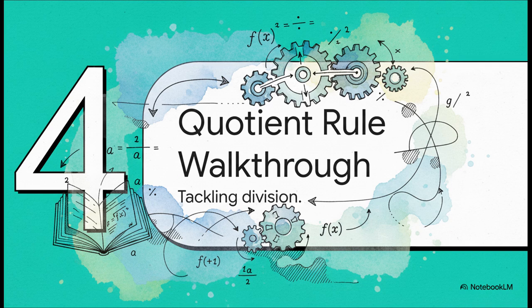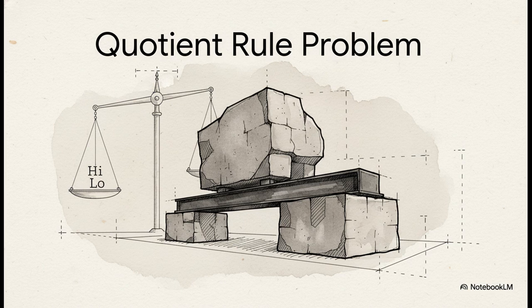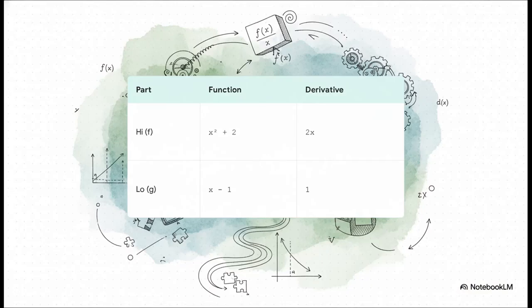Now let's switch gears and give the quotient rule the exact same treatment. We're going to tackle a division problem with that same clear, methodical process. Here's our next challenge. Find the derivative of the function x squared plus 2 divided by x minus 1. We've got a clear high function on top and a low function on the bottom. This has quotient rule written all over it. And just like we did before, what's our first move? You got it. We get organized. Our high function, the numerator, is x squared plus 2, and its derivative is a nice simple 2x. Our low function, the denominator, is x minus 1, and its derivative is just 1. Getting this set up right is half the battle.